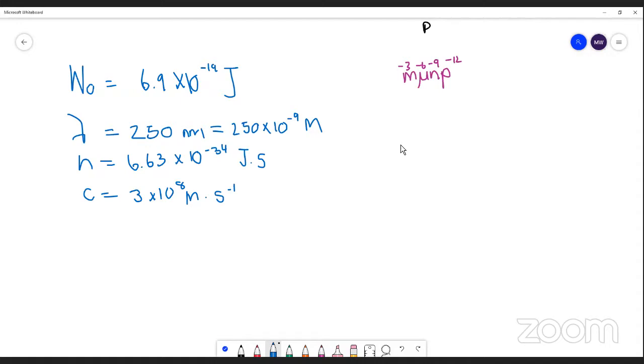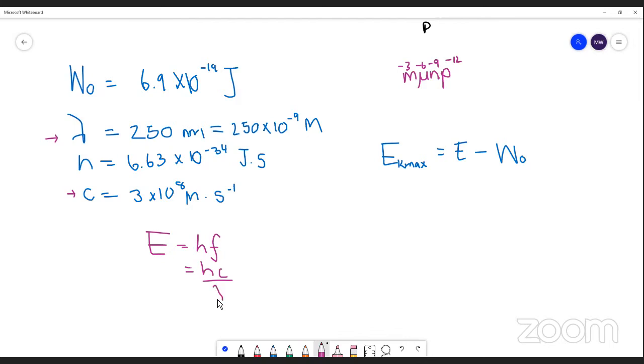So we use the formula EK max is equal to E minus W0. In this case, E is equal to H times F, but they give it to us in terms of wavelength, and we know what C is. So this equation changes to H times C over lambda. I'm just going to substitute that in there.